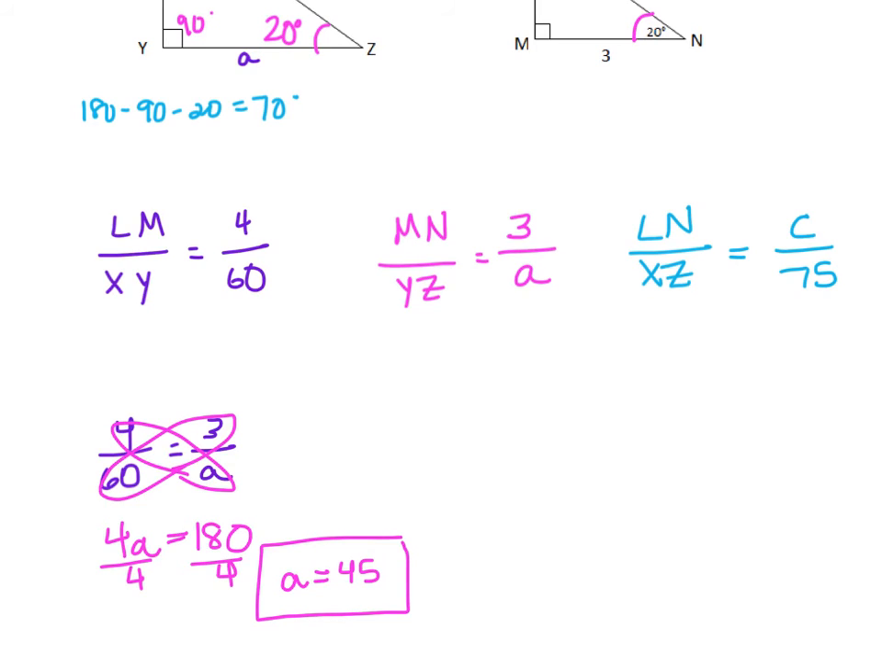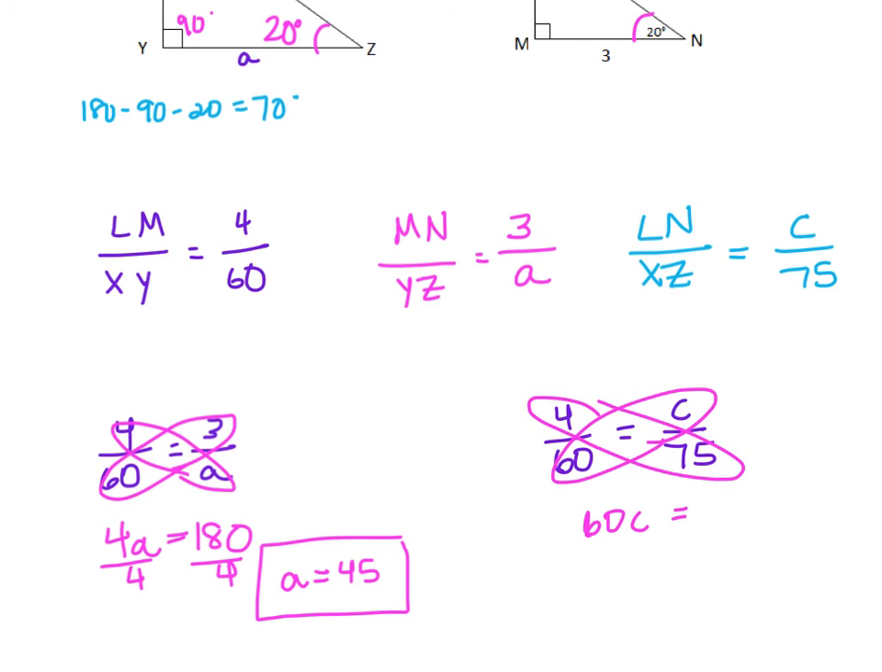Now I'm going to go back and I'm going to use this 4 over 60 again, and this time I'm going to set it equal to the C over 75. So 4 over 60 is equal to C over 75. And then we'll cross multiply that. 60 times C is 60C. 4 times 75 is 300. And then divide both sides by 60. And C is equal to 5.